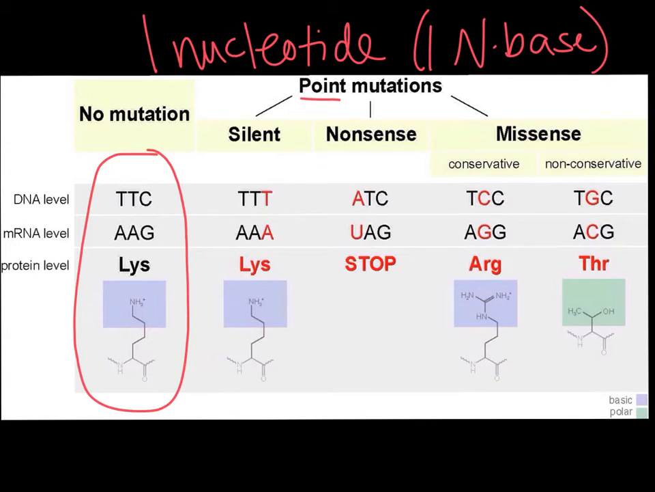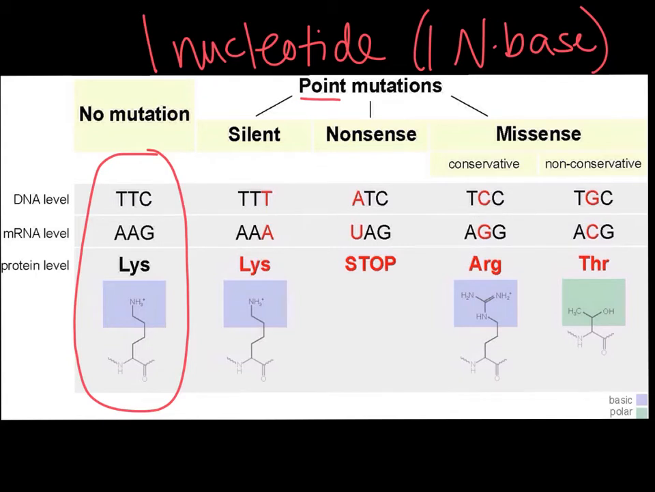Now, remember we were just saying there are 64 different codons and only 20 different amino acids. So what that means is oftentimes one amino acid has multiple codons that code for it. So if that C were changed to a T, so the DNA was TTT, the mRNA would be AAA versus AAG, the amino acid is still lysine. That's known as a silent mutation because it doesn't have any effect on the amino acid that's made or on the protein that's made.